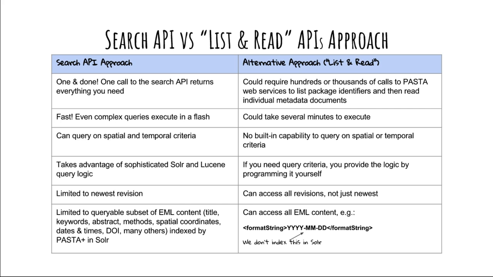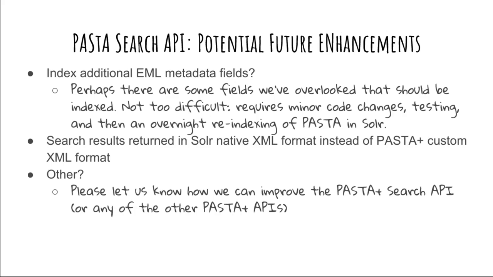However, the advantages are that you would have access to all revisions, including older revisions, not just the newest, and you could access all of the EML content because you'd be reading in the full EML metadata, like that little format string field we talked about earlier. This would be accessible to you in the list and read approach. But returning to the search API, and thinking about possible future enhancements to it, perhaps there are other fields we should be indexing that we're not currently indexing. Maybe somebody will one day make a case for that format string field.